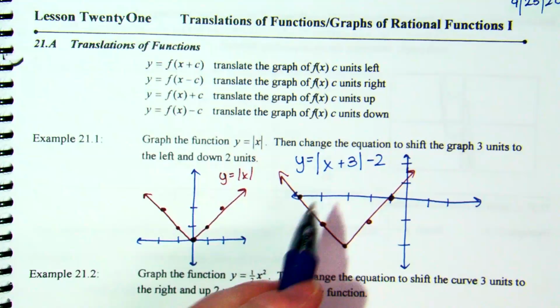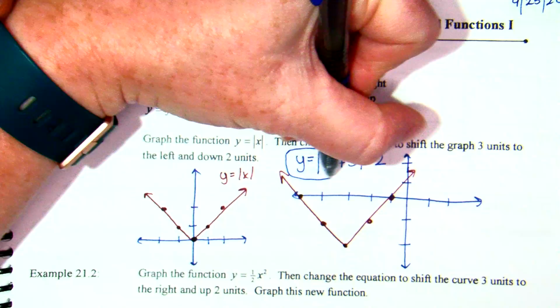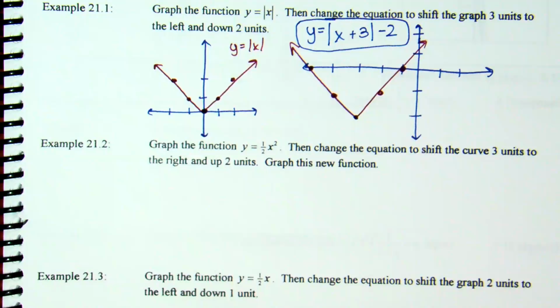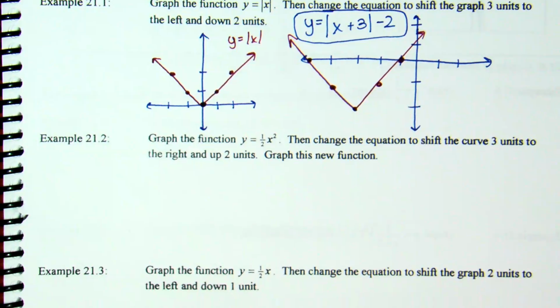Okay, example 2. Graph the function y equals 1/2 x squared. Then change the equation to shift the curve 3 units to the right and up 2 units. Graph this new function. Okay, let's start with the given. Y equals 1/2 x squared. Thoughts on y equals 1/2 x squared?